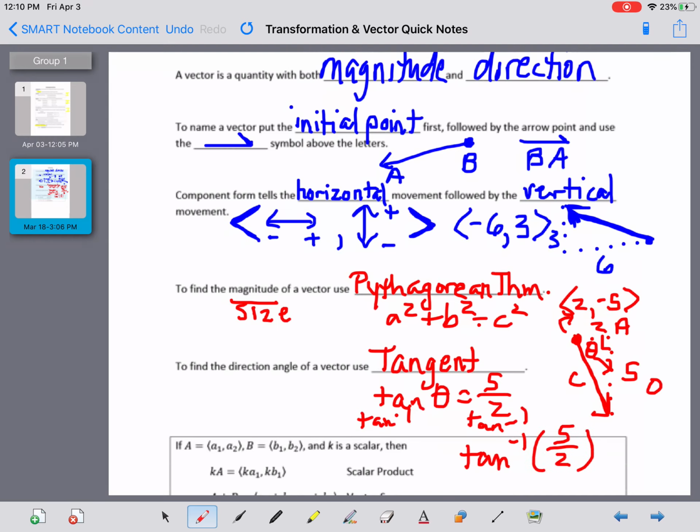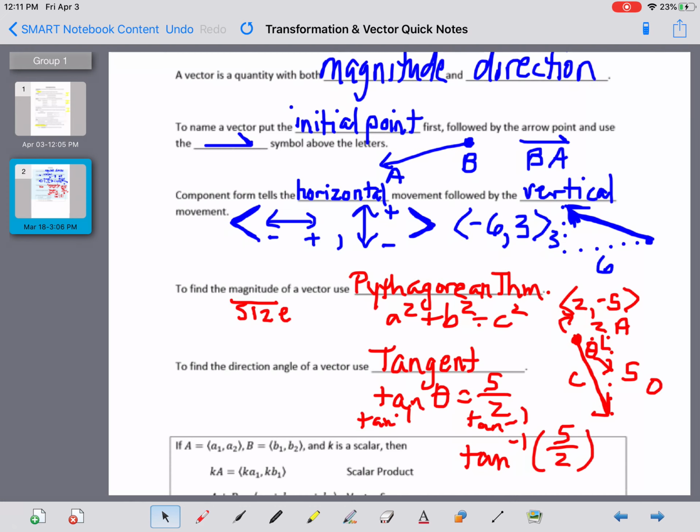Quick note, because I don't think I said this when we took notes originally: this 5 was negative because it told me to go down. When I plug it into tangent, never plug in a negative. Always just plug in the distance, which is 5 over 2. So please don't use the negative in the tangent. If you happen to use the negative in your Pythagorean theorem, it's still going to work out okay because when you square it, it becomes positive. But please try to remember, don't use the negative in the tangent.